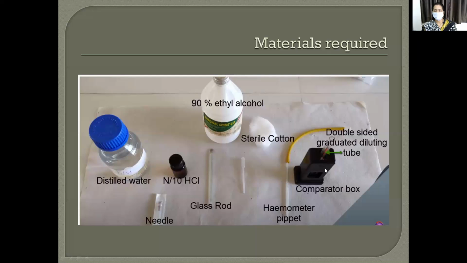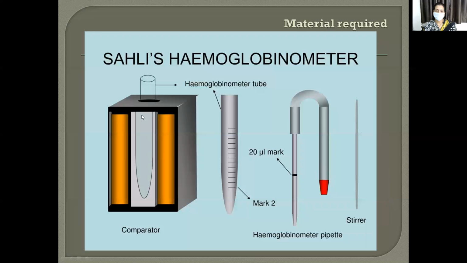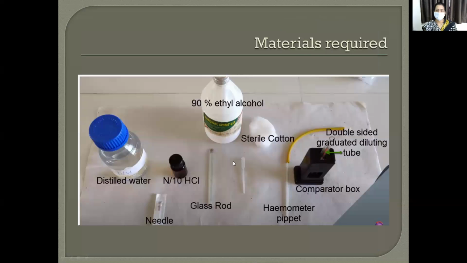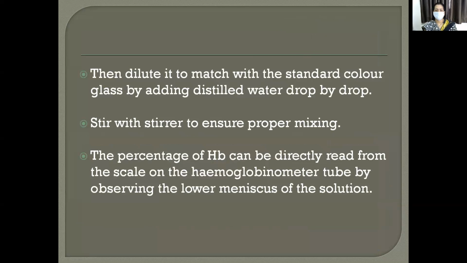Then you stir it and wait for 10 minutes because you want the formation of acid hematin. Then once after 10 minutes, you add distilled water drop by drop. Once you add it drop by drop, you will try to match the color of the graduated tube to the comparator's color. Then once you get the color, you will see what mark it is matching with. Then you will get the hemoglobin percentage.